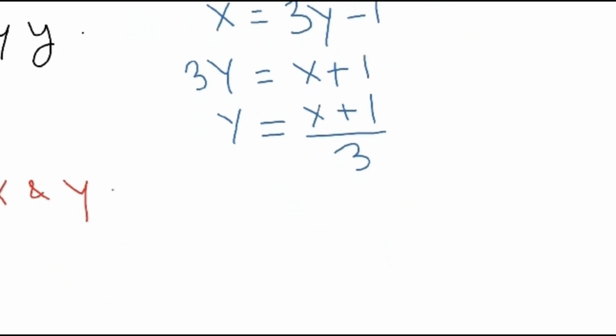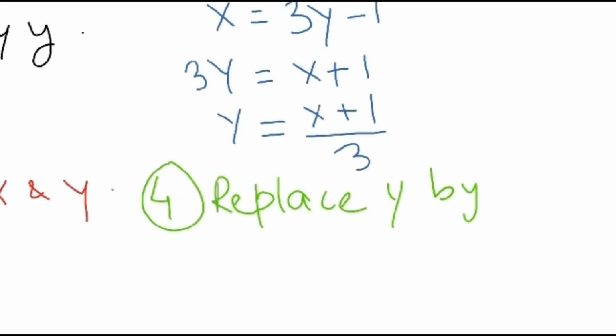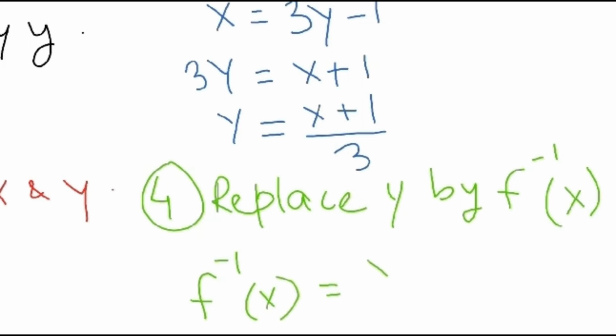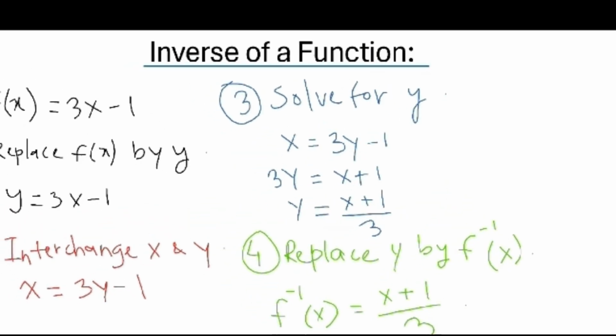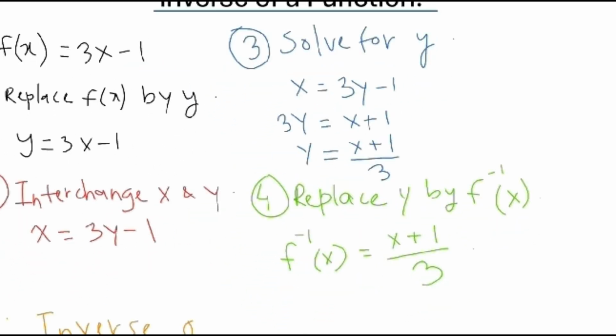The last step is to replace y by f inverse x. Keeping the rest of the equation the same, just replace y by f inverse x, and this is the inverse of the function f of x. So here we will write inverse of f of x equals 3x minus 1 is f inverse x equals x plus 1 divided by 3.